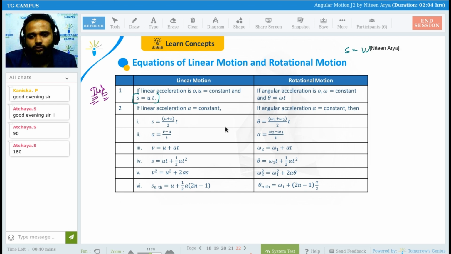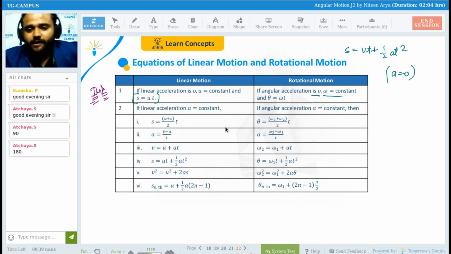As we know, S equals ut plus half at square. For uniform motion, a is 0. Clear? So then it is going to be ut. In the same sense, if angular acceleration is 0, then omega is constant. And if omega is constant, then theta is going to be omega t.